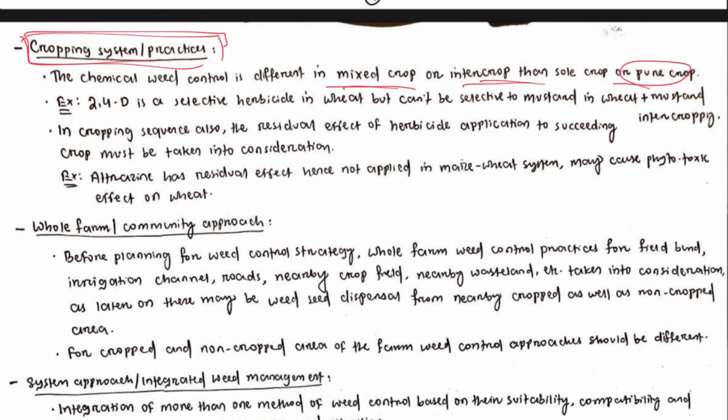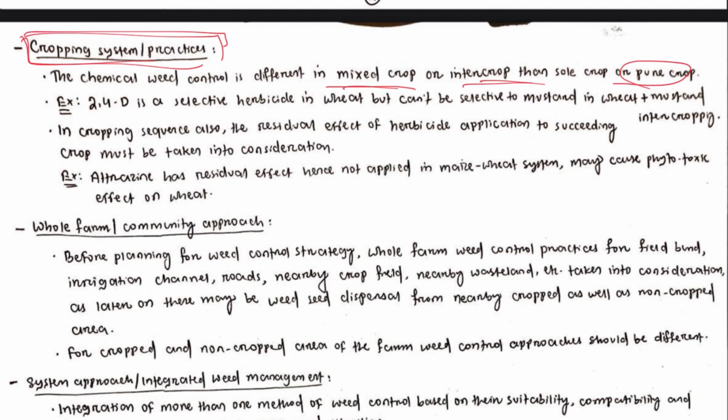So what happens when we apply that herbicide to a particular crop? If it is selective to that crop, that means it is not affecting that crop and only affecting the weeds. But if it has a residual effect for a longer period, then it may be retained in the soil in active form and it will affect the next crop.